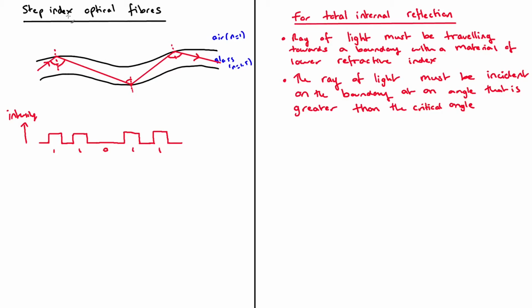However, when we use a step index optical fibre, rather than just having the glass air boundary, we put a cladding on here.